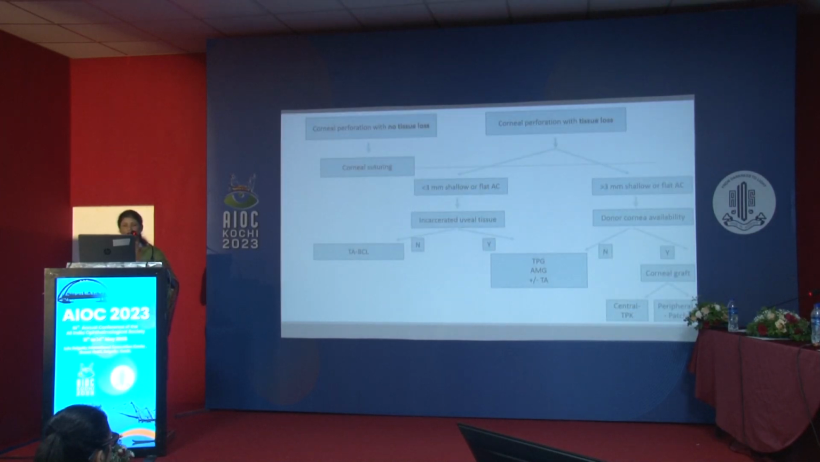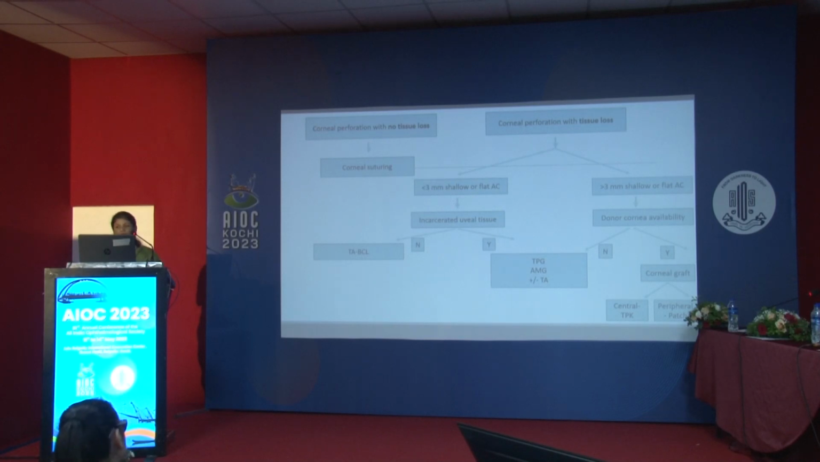So this is a flow chart. This is how I manage my cases. If the patient comes with corneal perforation with no tissue loss, corneal suturing should be done. If the patient comes with tissue loss and the perforation is less than 2 or less than 3 mm without any incarcerated uveal tissue, then cyanoacrylate glue is best. And if there is incarcerated uveal tissue, you can go for Tenon's patch graft or amniotic patch graft.